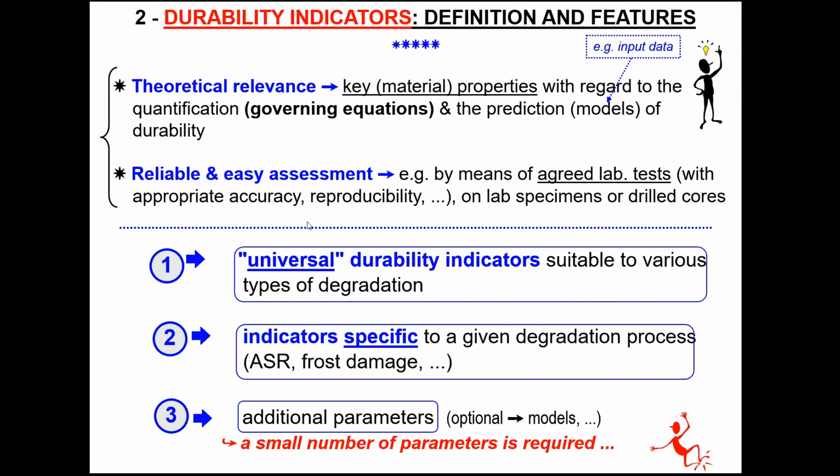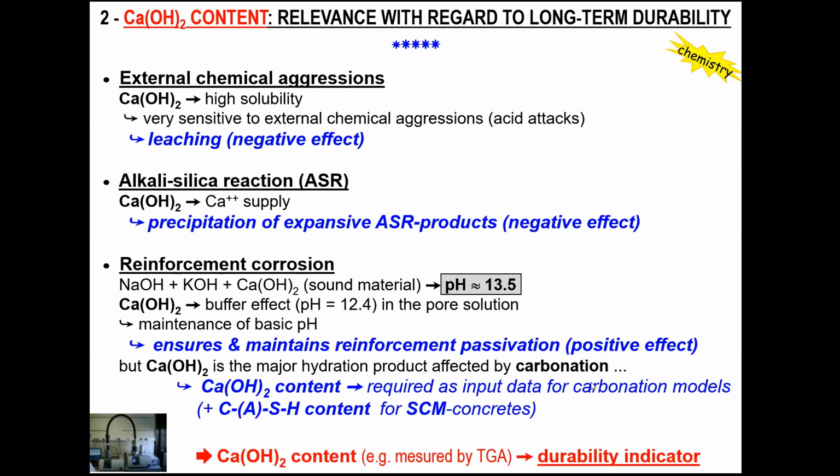So with regard to this approach, you will need a small number of parameters. And this is the same set, the so-called durability indicators, which can be used for the various purposes I mentioned before. And the first type of parameters which can be selected among these durability indicators is from a chemical point of view.